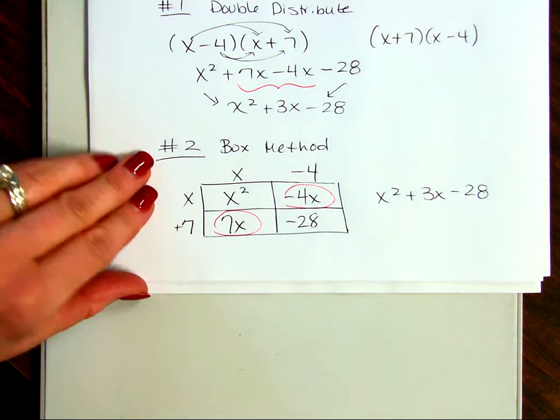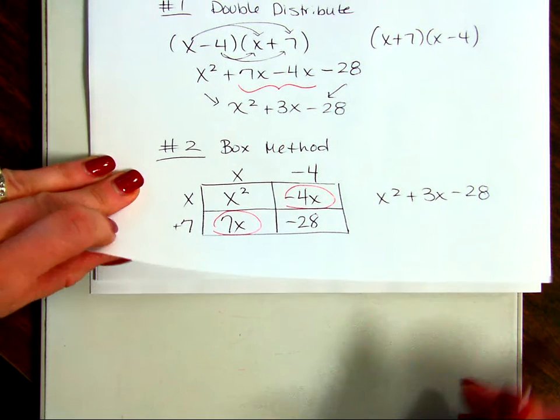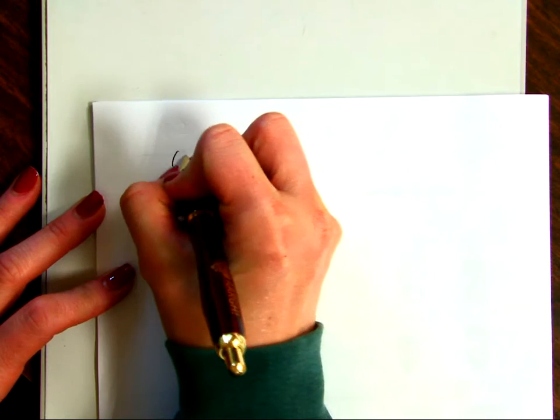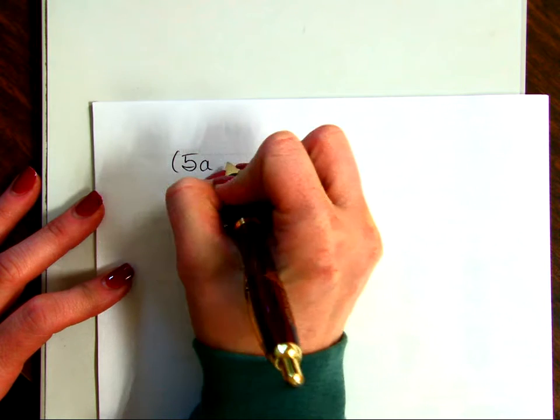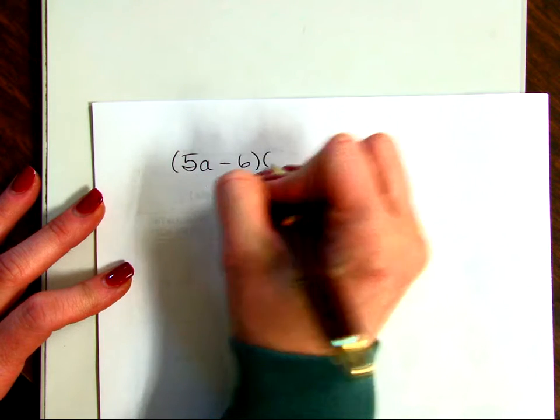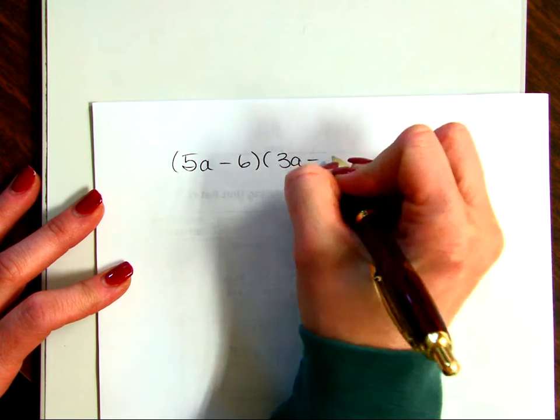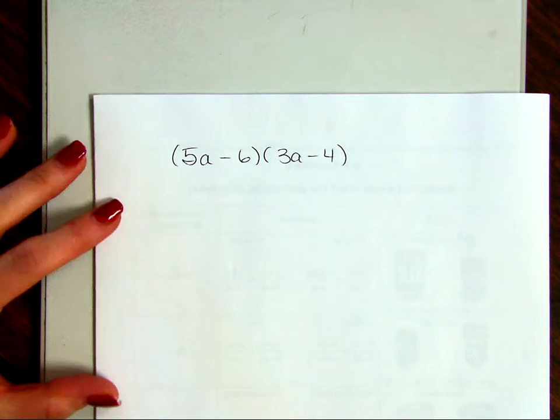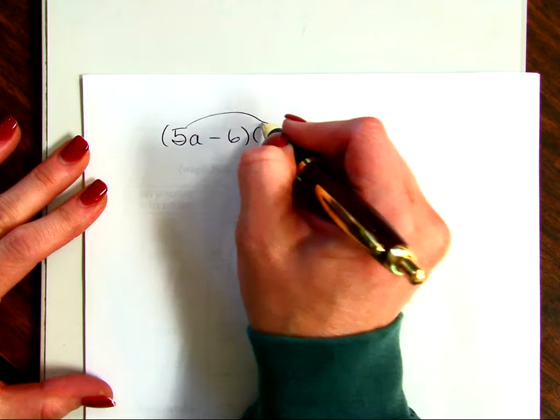So that's one example of something that we will see with our double distributing, okay? They do get increasingly more difficult. Like what you may see something that looks like, I may add some coefficients. 5a minus 6 times 3a minus 4, okay? I mean, not too much trickier. Same concept applies. You just have to do the math a little more advanced.